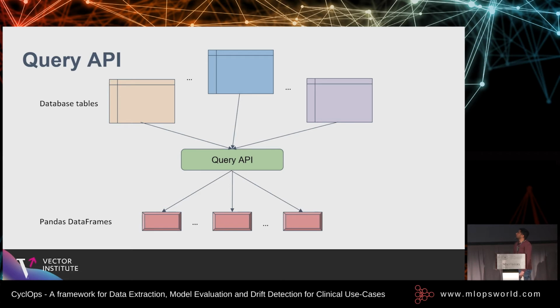So yeah, this is how it typically looks right now. You have a bunch of these tables, and you have the querying API. It pulls data from multiple tables, does a bunch of filtering and joins, and then it spits out pandas data frames.